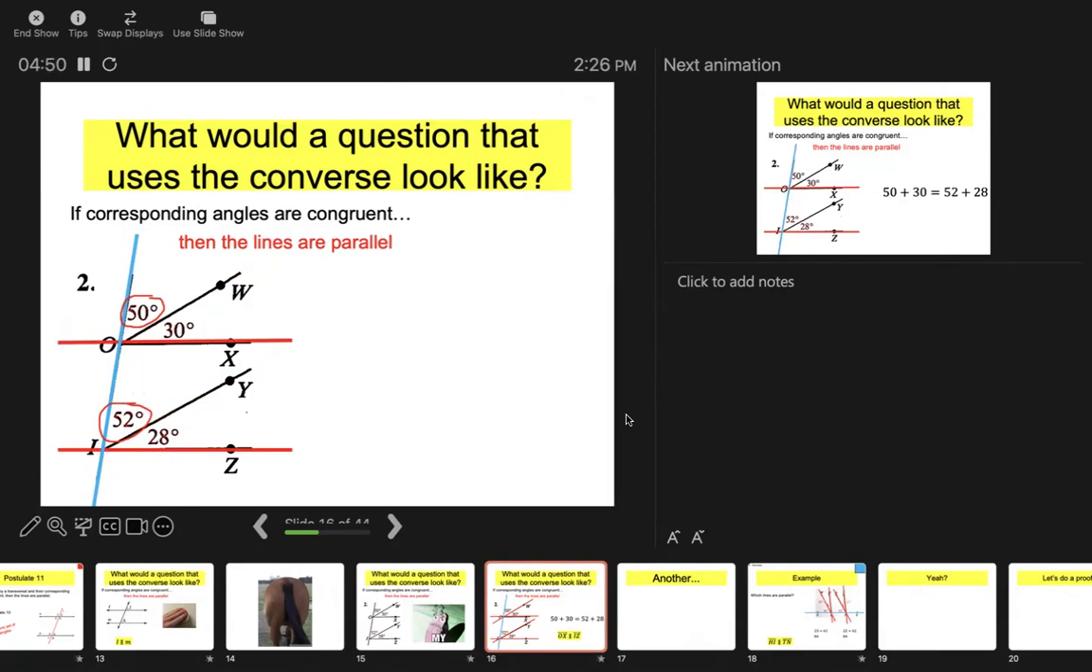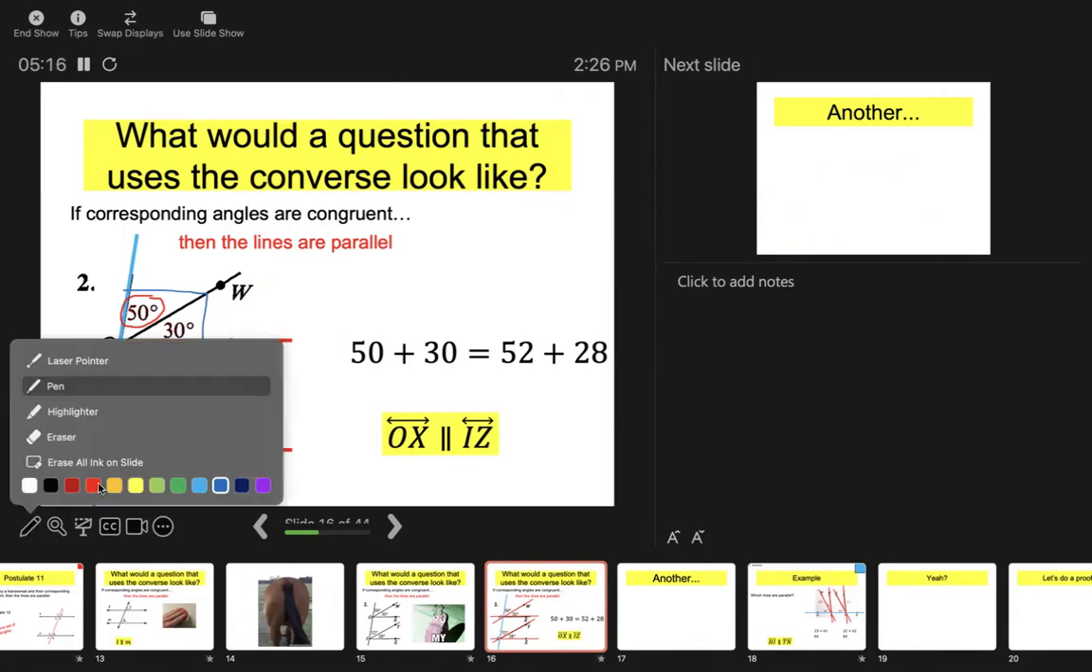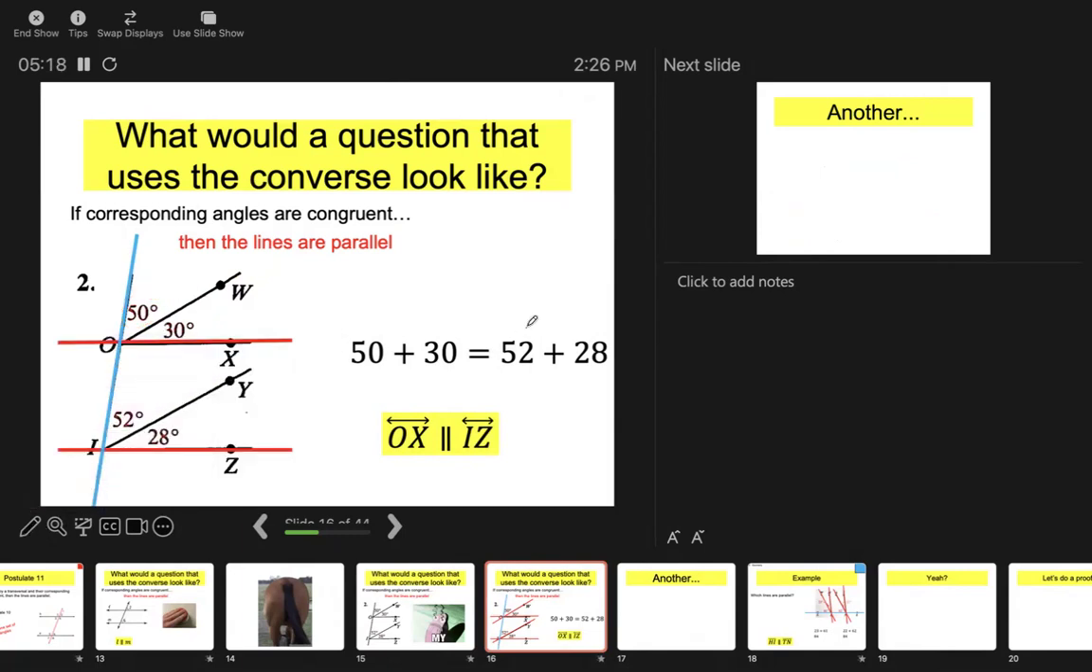So what about those red lines? What if those red lines, I'll do this in blue now, were true? Then that means that this angle, I'm not trying to make it right, and this angle would be congruent. And in fact, 50 plus 30 is definitely equal to 52 plus 28. So that would mean that the red lines are parallel. So sometimes the picture can be a little bit confusing, right? But it's not too bad.